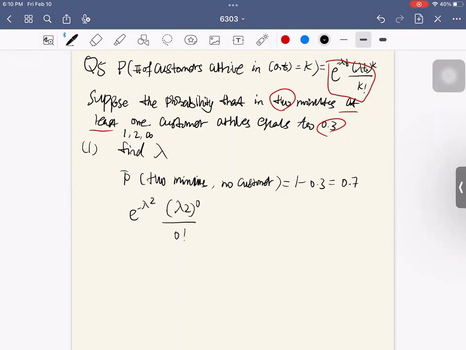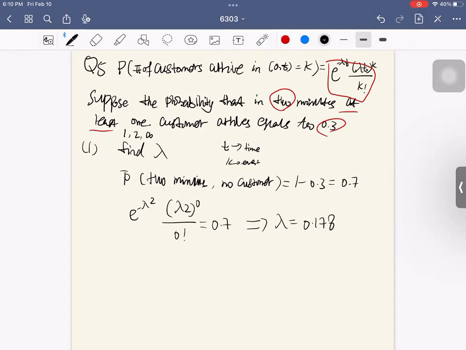Also, by the way, in this equation, T represents the time and K represents the event. So in this case, there's no customer, so the event is 0, K is 0. So calculating this equation, we get the lambda value, which is 0.178.